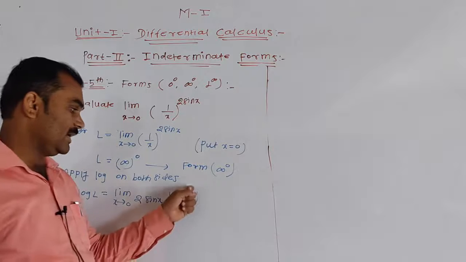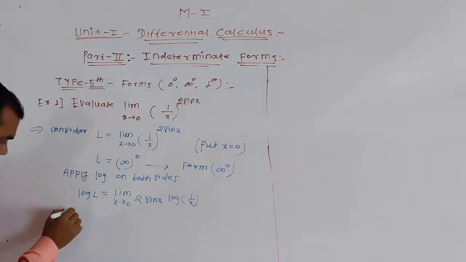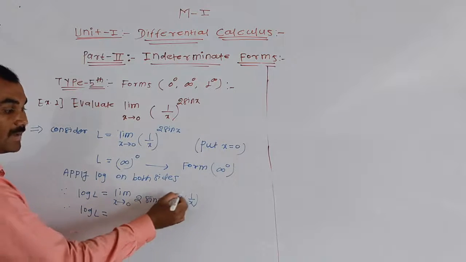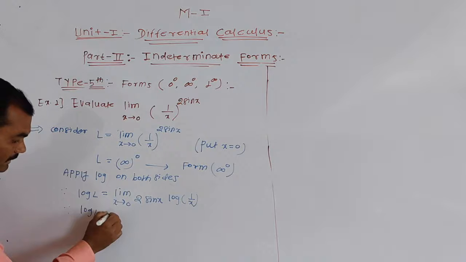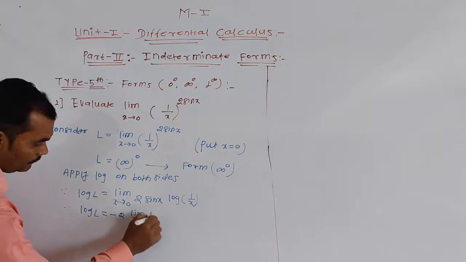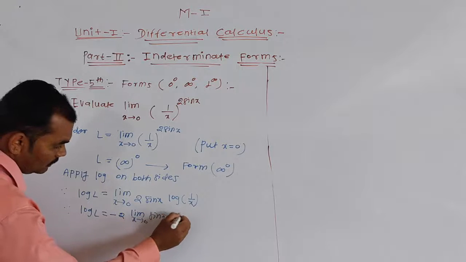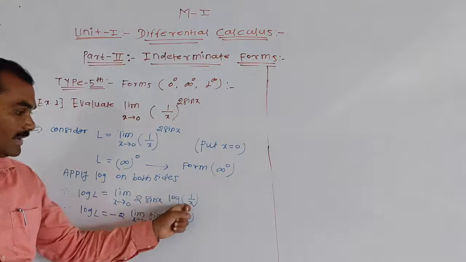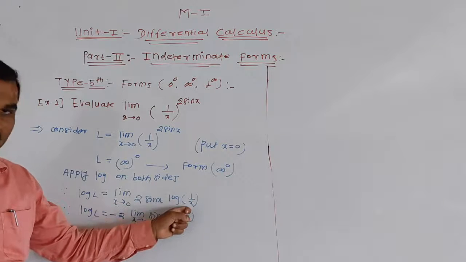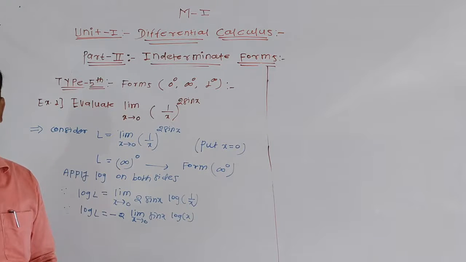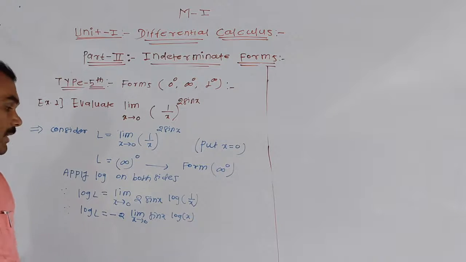But this 1 by x can be written as, therefore log L can be written with minus log of x. Take minus outside, minus 2 as it is, limit x tends to 0 of sin x log of x. I write minus here because log of 1 by x can be written as minus log of x, by using the property log of a divided by b is nothing but log of a minus log of b.